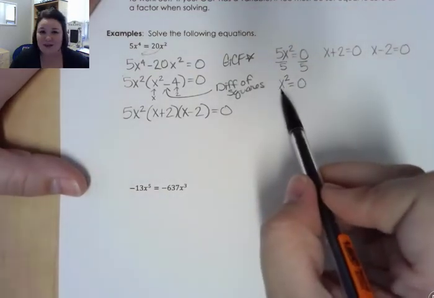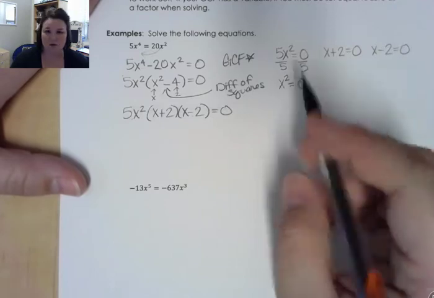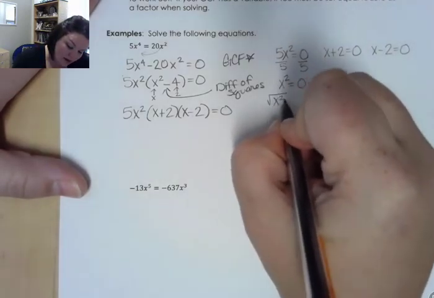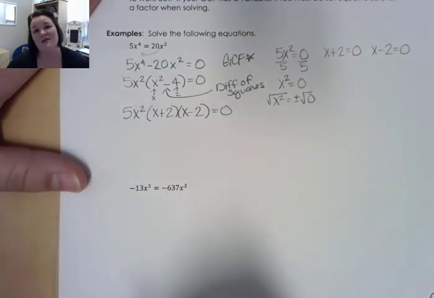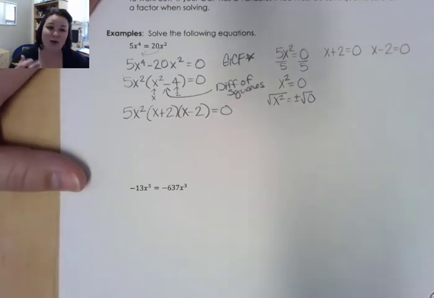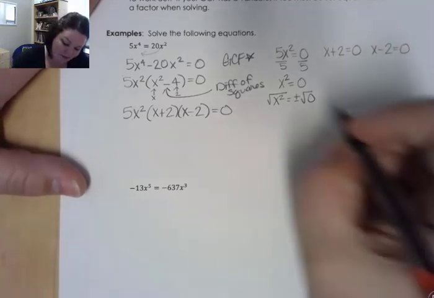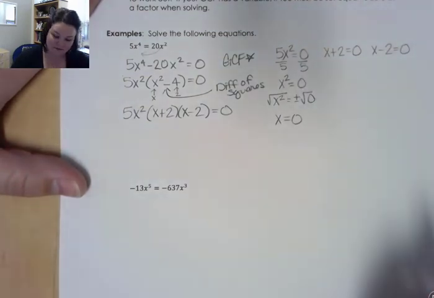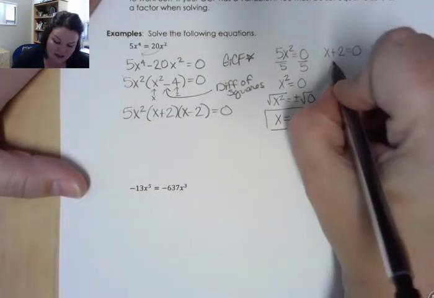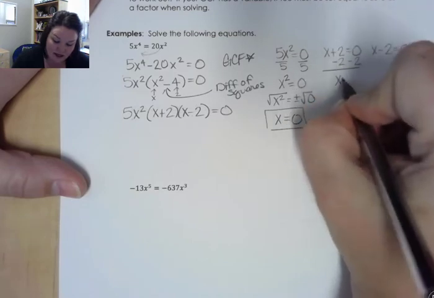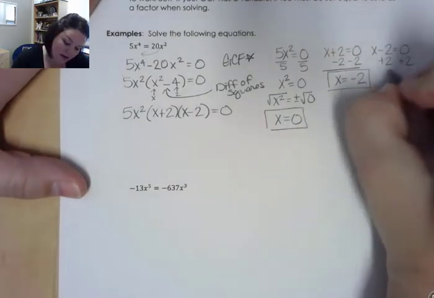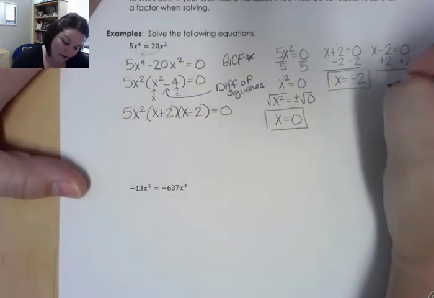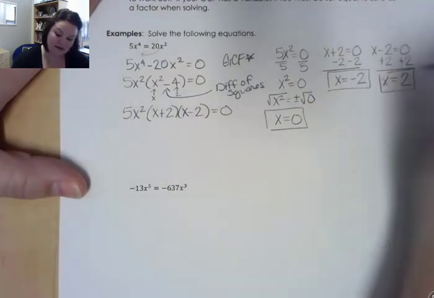And then remember, we learned a few sections back that to get rid of a square, we can square root it. So I'm going to square root x squared. We always remember our plus or minus on the other side. Here it doesn't really matter because the square root of 0 is 0, and whether we do positive 0 or negative 0, it's still just 0. So here we get x equals 0 as a solution. When we solve our second equation, we move our 2 over by subtracting, and we get x equals negative 2 as a solution. And our last one, we move our 2 over by adding, and we end up with x equals positive 2 as a solution.